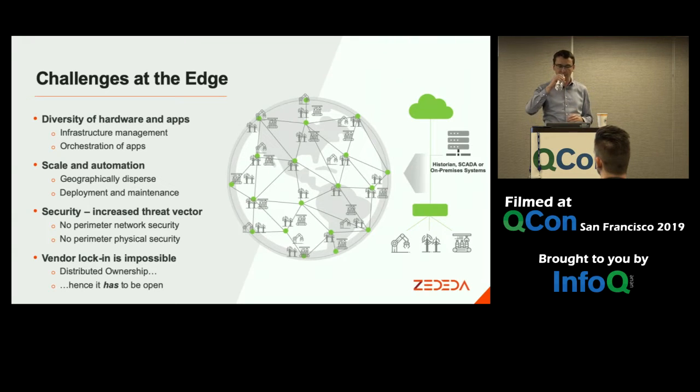Another couple of things that I wanted to point out is that edge is actually pretty diverse, not just in terms of the ownership, but also in terms of the hardware and applications. Today, let's take, again, industrial PCs. Pretty much all of them are running Windows. They're all x86-based hardware running Windows. And when I say Windows, I actually mean Windows XP. Yes, it exists. And a lot of SCADA applications are still based on Windows XP.